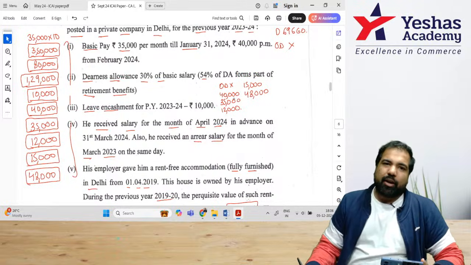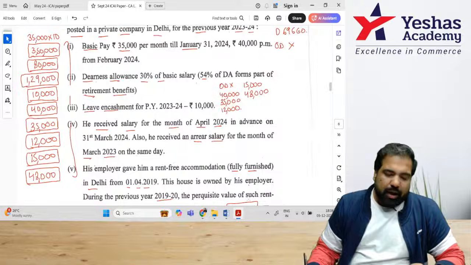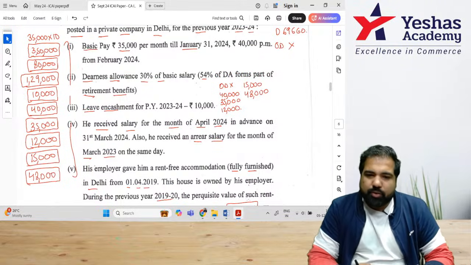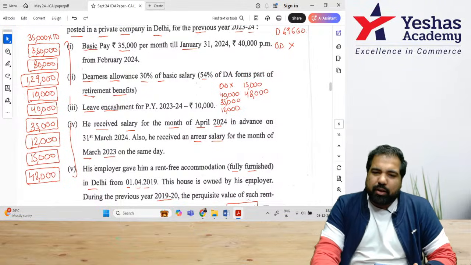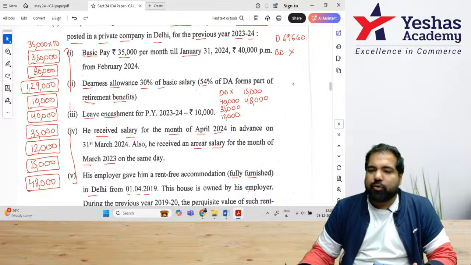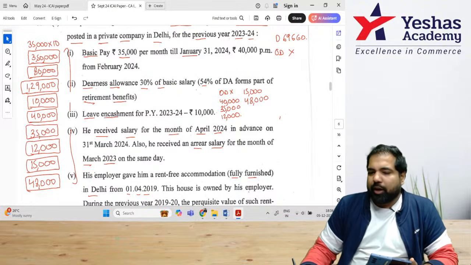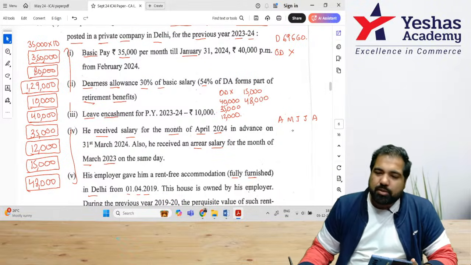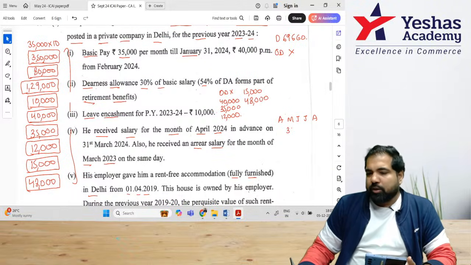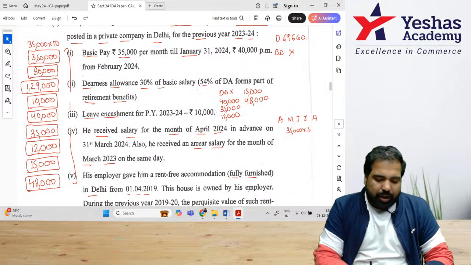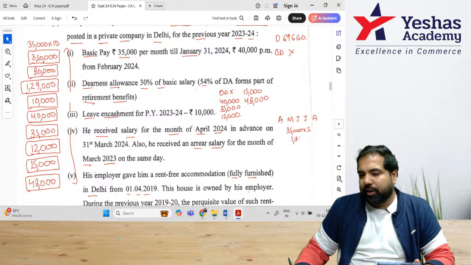Now, can we calculate accommodation perquisite? I don't have a calculator, so I'm going to take the numbers from here. But you have to split the numbers because the change happened on 1st September. So for April, May, June, July, August, for 5 months, what is the salary, guys? 35,000 into 5, that was the salary. So I'm just going to do the calculation. 35,000 into 5, that is 1,75,000.